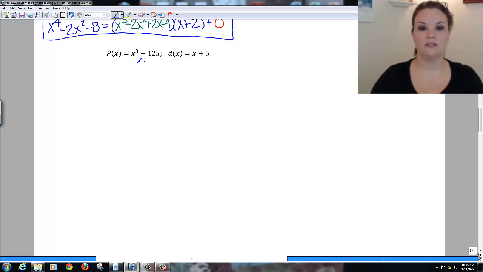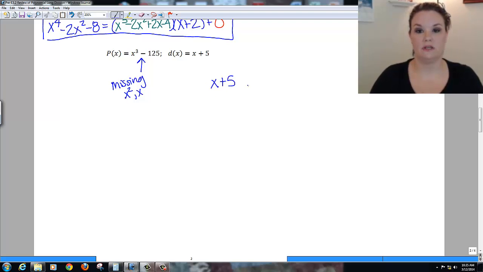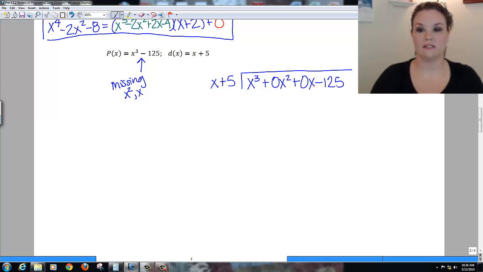Same idea here. Now notice I'm missing a lot of terms here. I'm going from x cubed down to a constant. So I'm missing x squared and I'm missing x. So I'm going to put zero placeholders in for those terms. So I'm going to go ahead and write out my divisor, x plus 5, and I'm dividing that into x cubed plus 0x squared plus 0x minus 125.